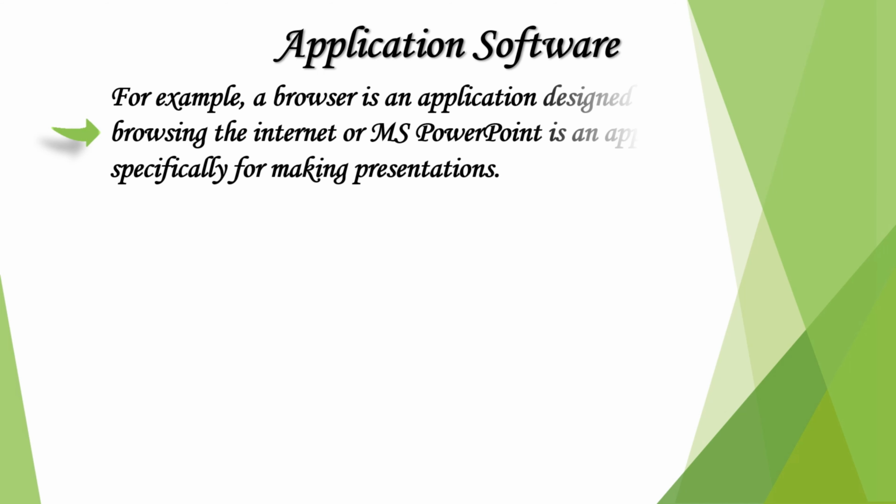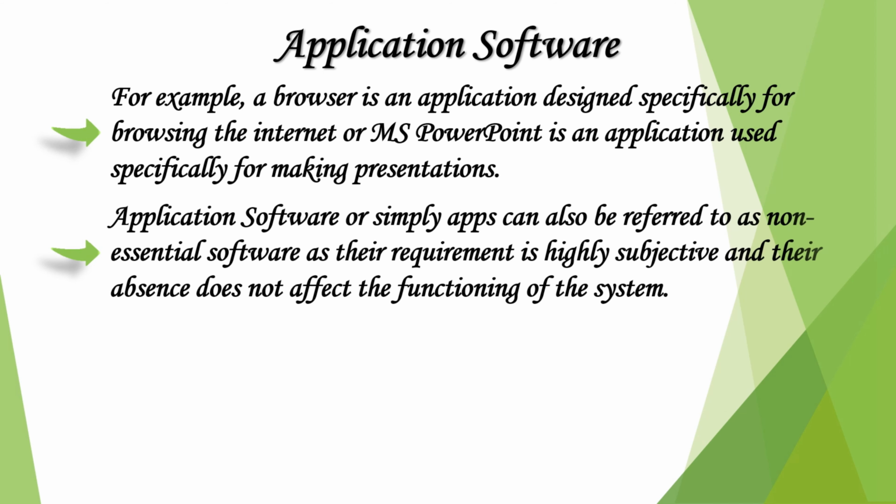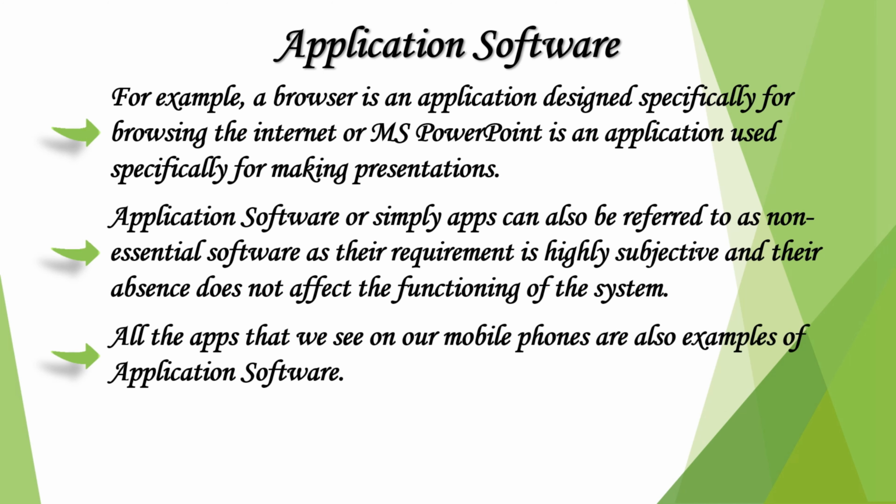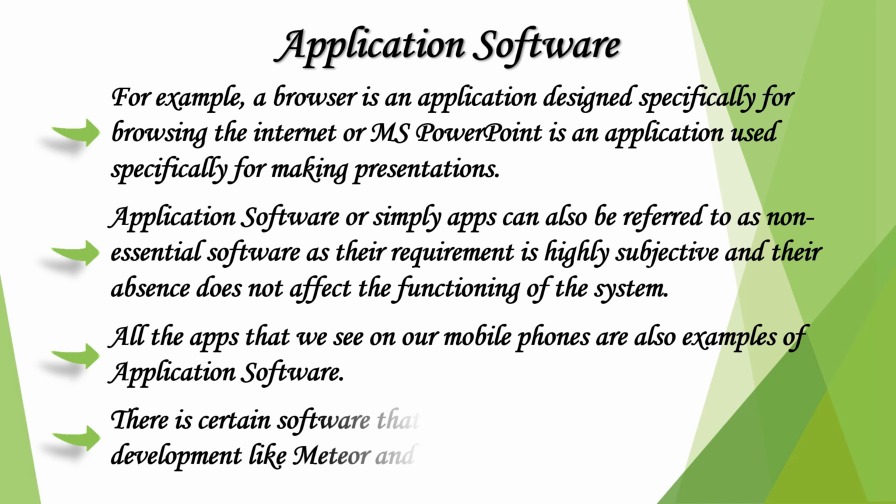For example, a browser is an application designed specifically for browsing the internet, or PowerPoint is an application used specifically for making presentations. Application software, or simply apps, can also be referred to as non-essential software as their requirement is highly subjective and their absence does not affect the functioning of the system. All the apps that we see on our mobile phones are also examples of application software. There is certain software that is exclusively made for app development, like Meteor and Flutter.